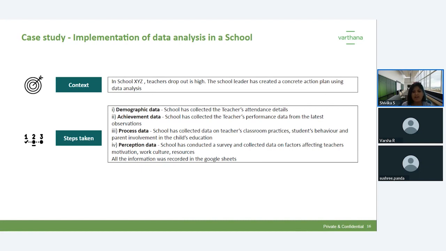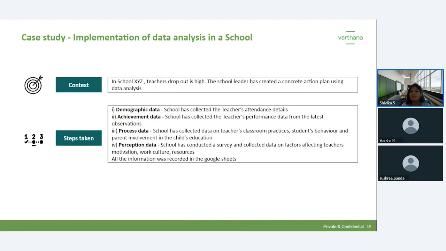You can also have process data. You can focus on collecting the process data to understand what sort of practices the teacher is using, and what the student behavior is. Maybe the students are bullying the teacher, or maybe the subject the teacher is catering to is difficult to handle, or maybe the classroom setting is not appropriate.